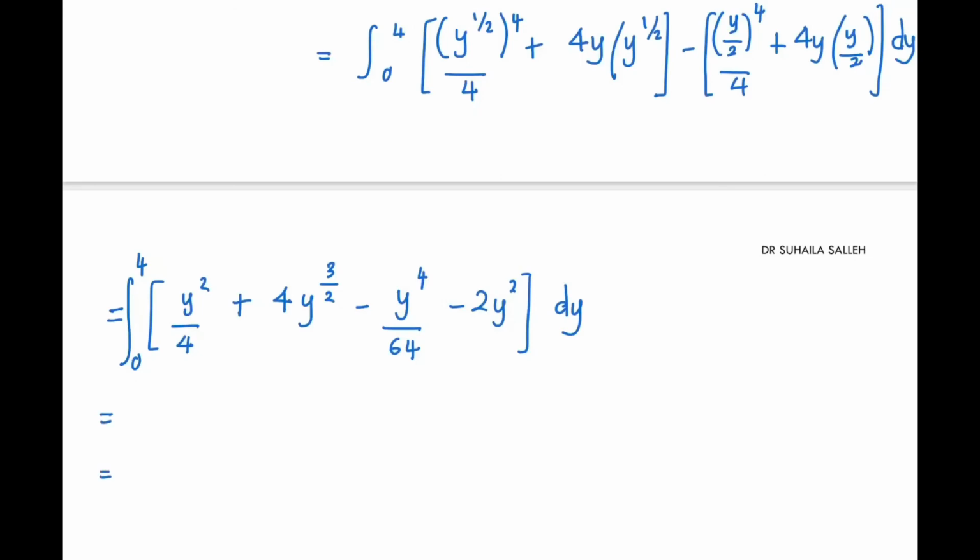Okay, so integrate that. Now please do that as an exercise. You will get the answer the same as before, which is 10 and 2/3. Okay, so we'll stop now and continue with finding the area and volume using double integration.